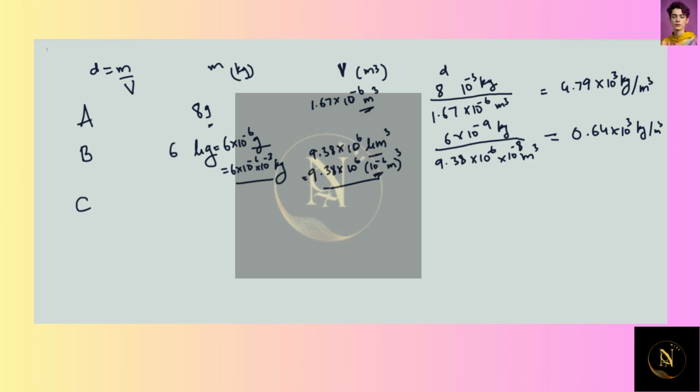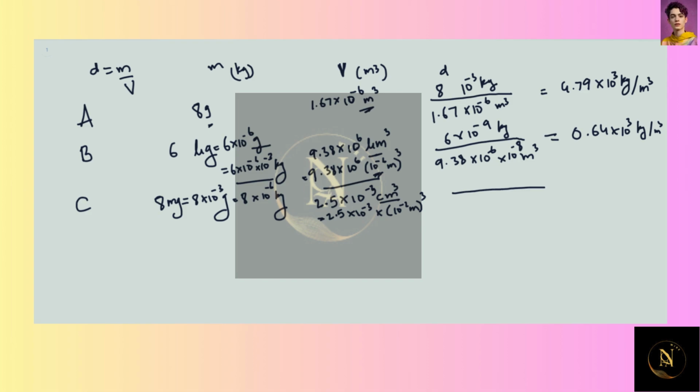Now for option C, the mass is 8 milligram, which is 8 into 10 power minus 3 gram, which is 8 into 10 power minus 6 kilogram. And the volume is 2.5 into 10 power minus 3 centimeter cubed. We know that 1 centimeter is 10 power minus 2 meters, and hence this can be written as 2.5 into 10 power minus 3 into 10 power minus 2 meter whole cubed.